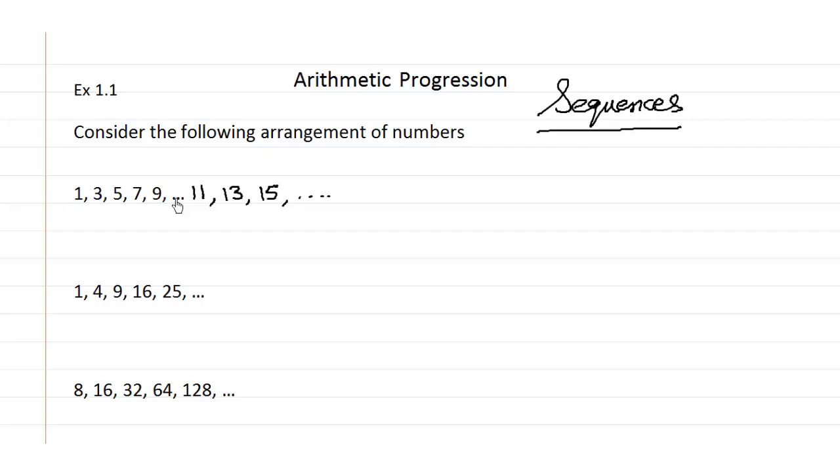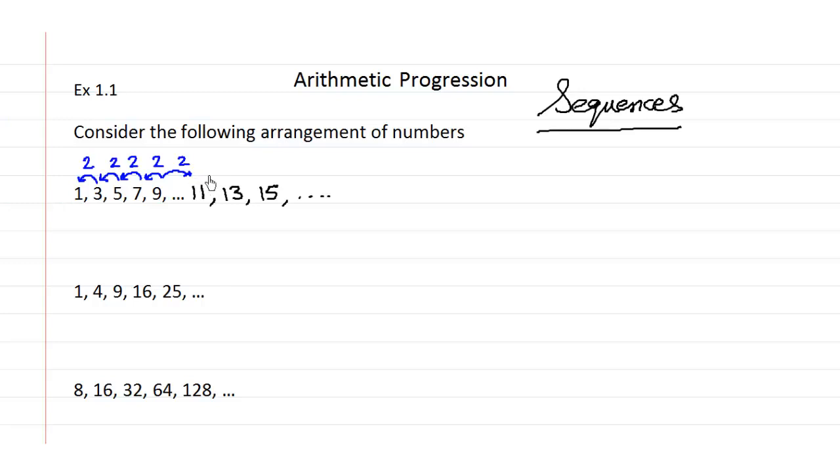or property. One of the special properties that these numbers have is that if you subtract the first number from the second number, 3 and 1, you'll get 2. If you subtract the second number from the third number, you again get a 2. If you subtract the previous number from the next one, you again get a 2. Similarly, 9 minus 7 is also a 2.